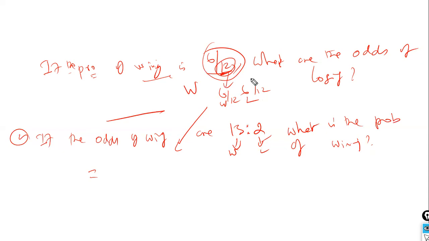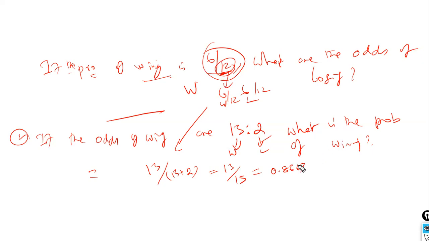I've given you the winning. The probability of winning is 13 divided by 13 plus 2, right? Winning plus losing, the total. So this is nothing but 13 out of 15. This is somewhat closer to 1, approximately 0.8667. This is the probability of winning.